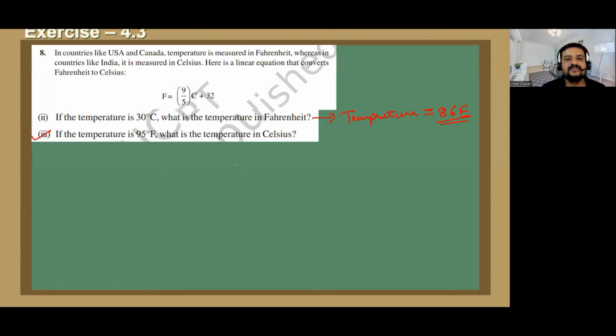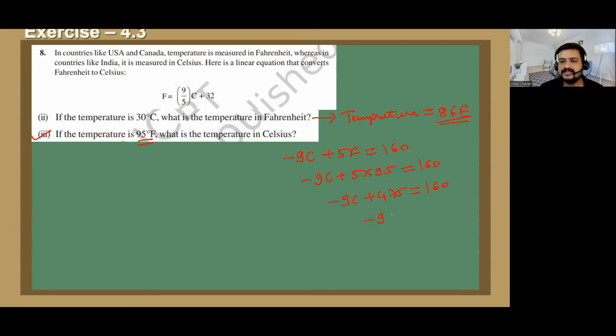Now, what they have asked: if the temperature is 95 Fahrenheit, what is the temperature in degree Celsius? So our equation is minus 9c plus 5f is equal to 160. This is our main equation. So in place of f, we will have to put 95. So minus 9c plus 5 into 95 is equal to 160. So minus 9c plus, now 95 into 5 is how much? 950, half is 475. Correct?